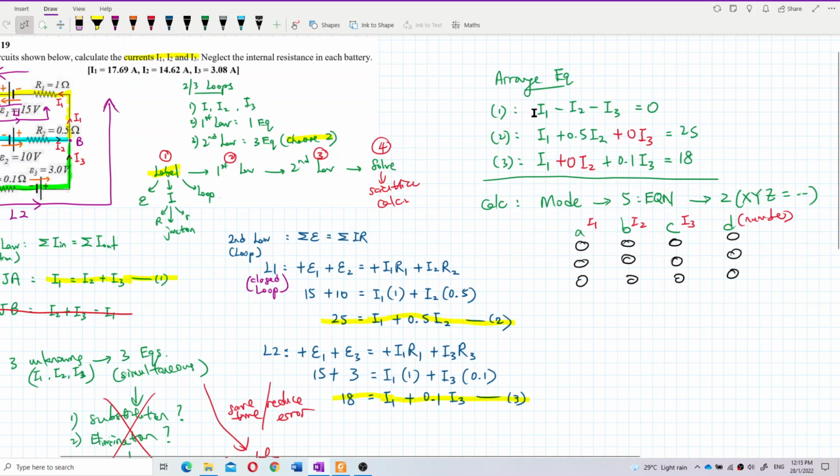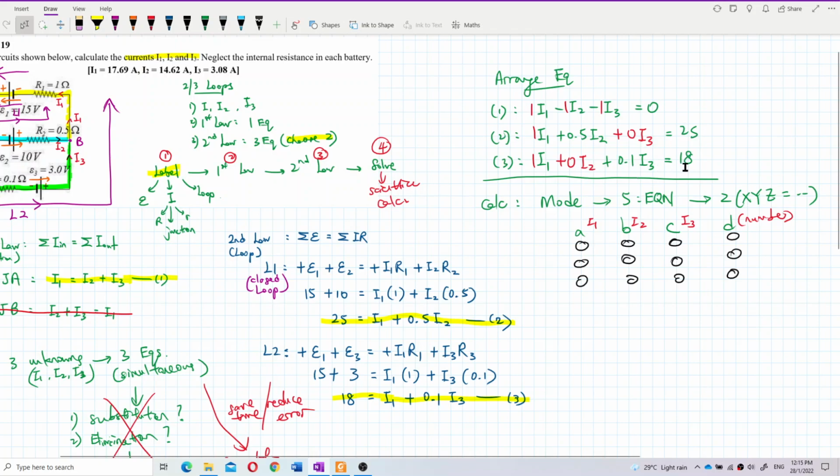For equation 1, punch in 1, and then for I2 punch in negative 1, and for I3 punch in negative 1 also. For equation 2, positive 1, then 0.5, then 0, and then 25. For equation 3, punch in positive 1, then 0, then 0.1, and then 18.